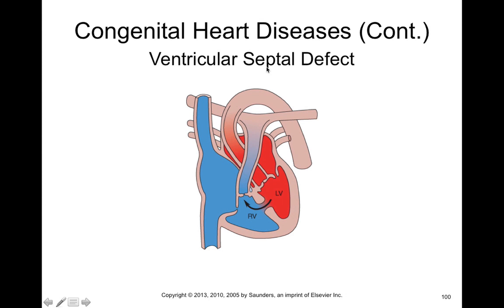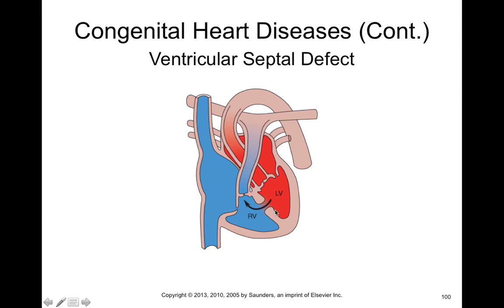Now, ventricular septal defect is where we have a defect of the ventricular septum, and therefore a hole that connects the left ventricle to the right ventricle. What this typically leads to is an accumulation of oxygenated blood from the left side of the heart and mixing of that blood with deoxygenated blood into the right side of the heart.